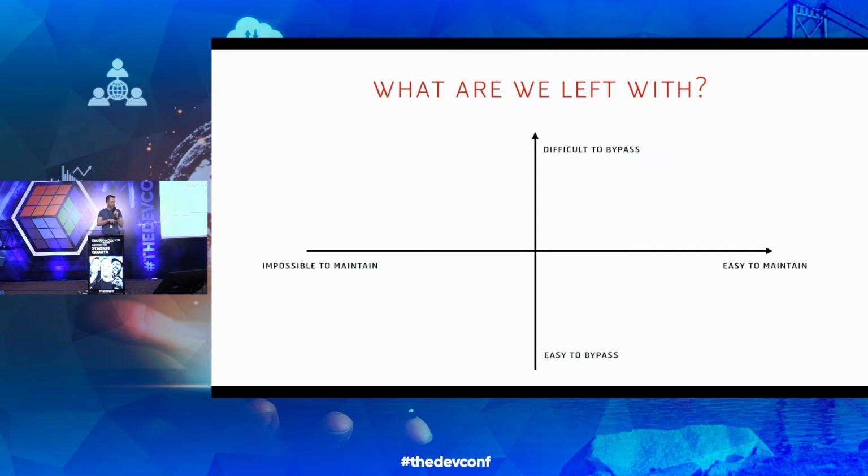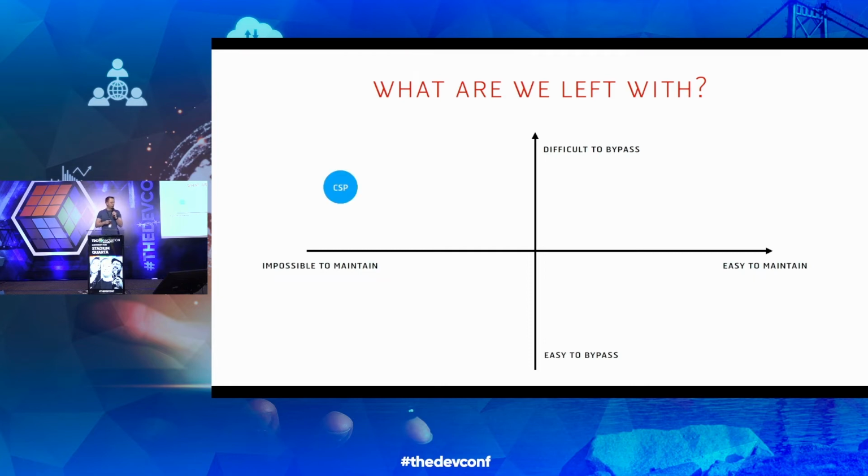Anyway, so we have the solutions on these scales. On the left side is impossible to maintain, so it's very hard to maintain in practice. They sound good, but it's hard to maintain. On the right side, those are easy to maintain. The things that you just set and forget. And then on the bottom, there are things that are easy to bypass, and on the top are difficult to bypass, right? So what we want is something that is easy to maintain and difficult to bypass for the attacker. But let's see how these features that we talked about pair up.